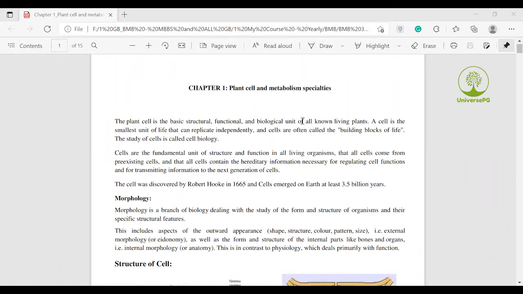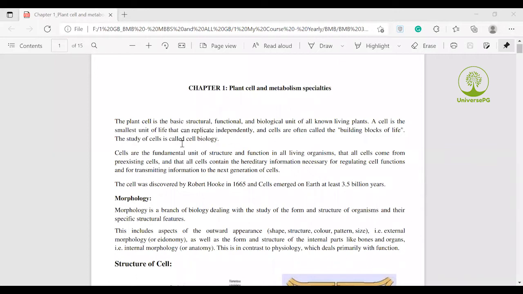These 5 components are essential in the eukaryotic cell or plant cell. So we also define plant cell. The plant cell is the basic structural, functional, and biological unit of all living plants. When it is found in plants, it is called plant cell. When it is found in bacteria, it is called bacterial cell. And when the cell is found in animals, it is called animal cell.